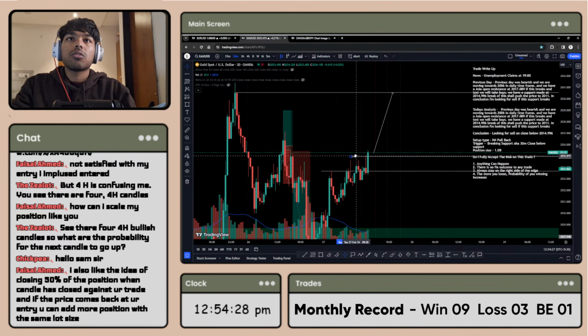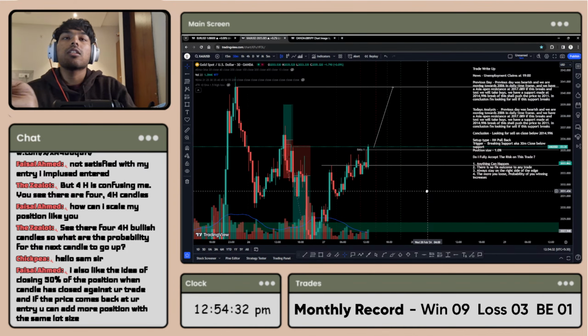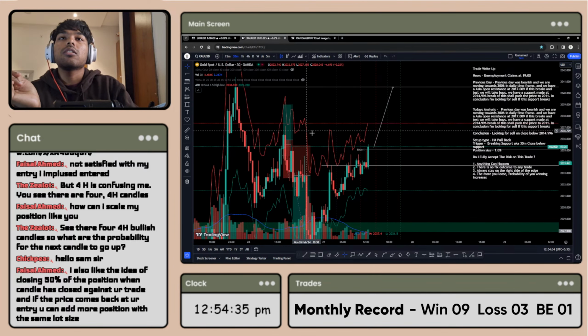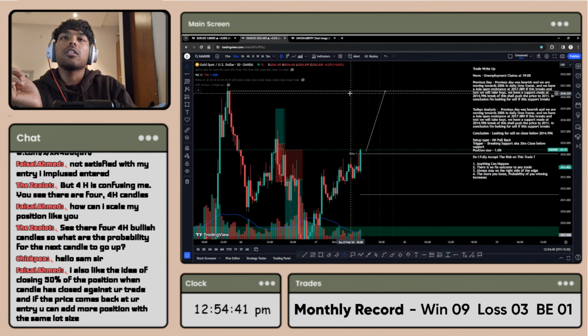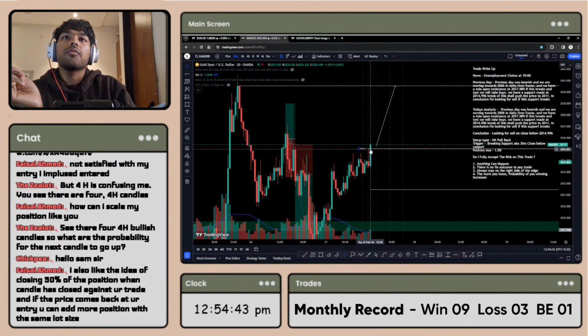Okay, so there you go. This is my entry one right here based upon my analysis, and its stop loss is on the 30-minute ATR value, like right here. There you go, and I'm targeting this area right here. All right, so this is my first entry.